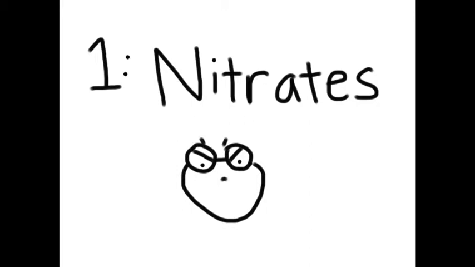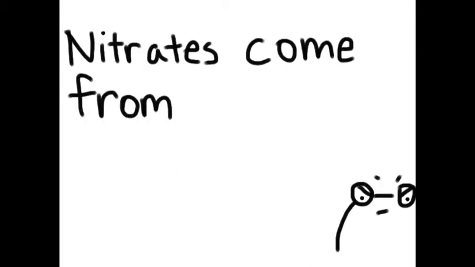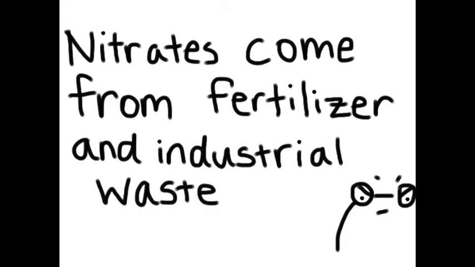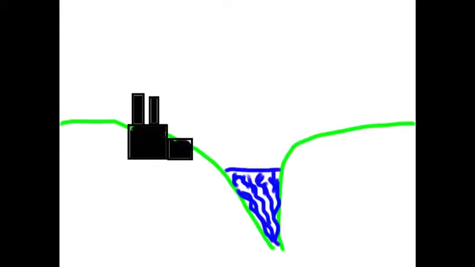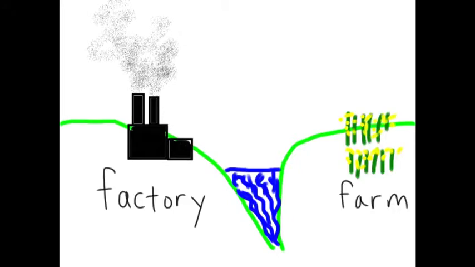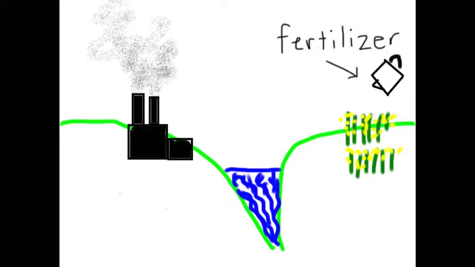The first type of pollution we're going to study is nitrate pollution. Nitrates come from fertilizer and sometimes industrial waste. In much of America, fields have been modified to allow perfect drainage rates, and wetlands have been drained by straightening streams and installing drains so that water goes very quickly from farms into waterways.